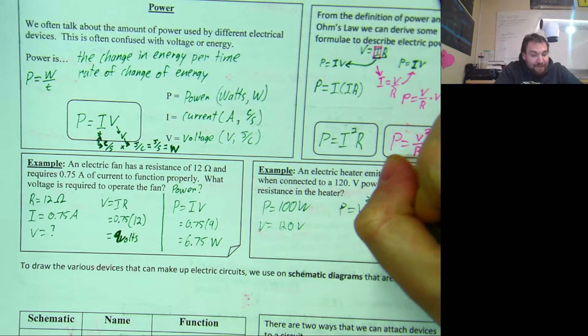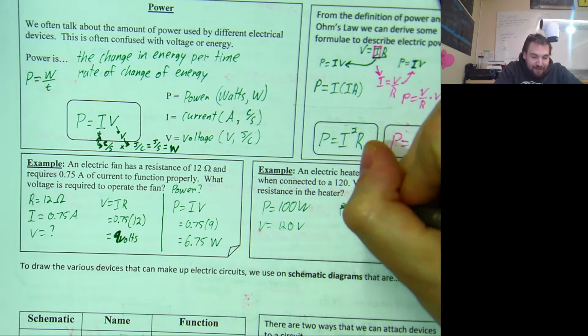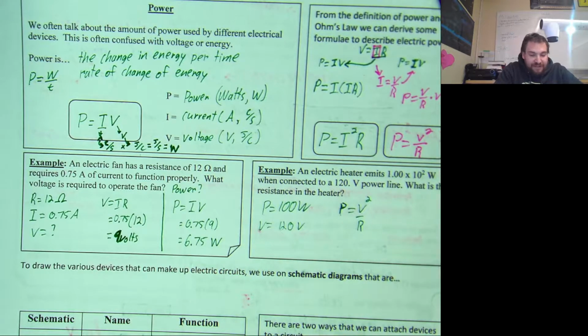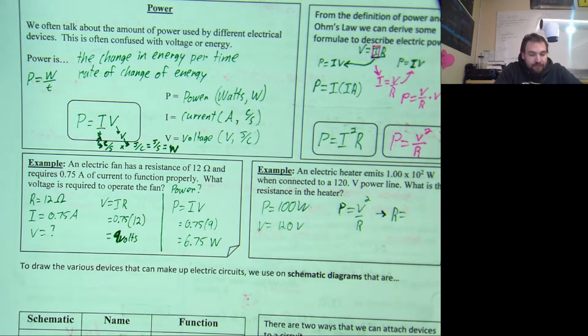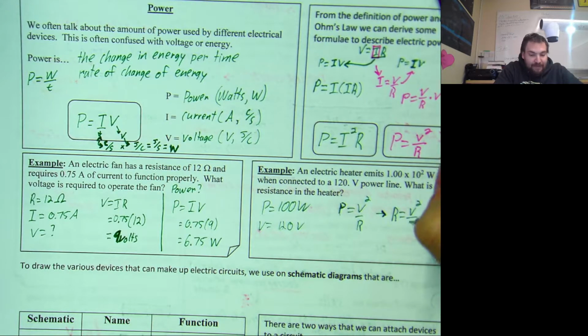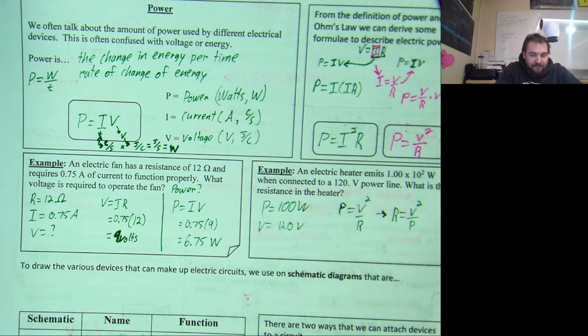Yes, I'm hearing loud from the side and whispers from the front. P equals V squared over R. And now solving this for R, I'm going to get R equals what? V squared divided by P. Very good. Thank you, Jasmine.